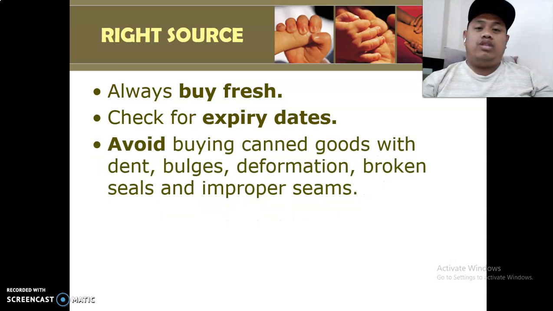Another one is that we need to avoid buying canned goods with dents, bulges, deformation, broken seals, and improper seams, because these conditions reflect the status of the food itself. Okay, so as much as possible, we should avoid buying canned goods that have those characteristics.